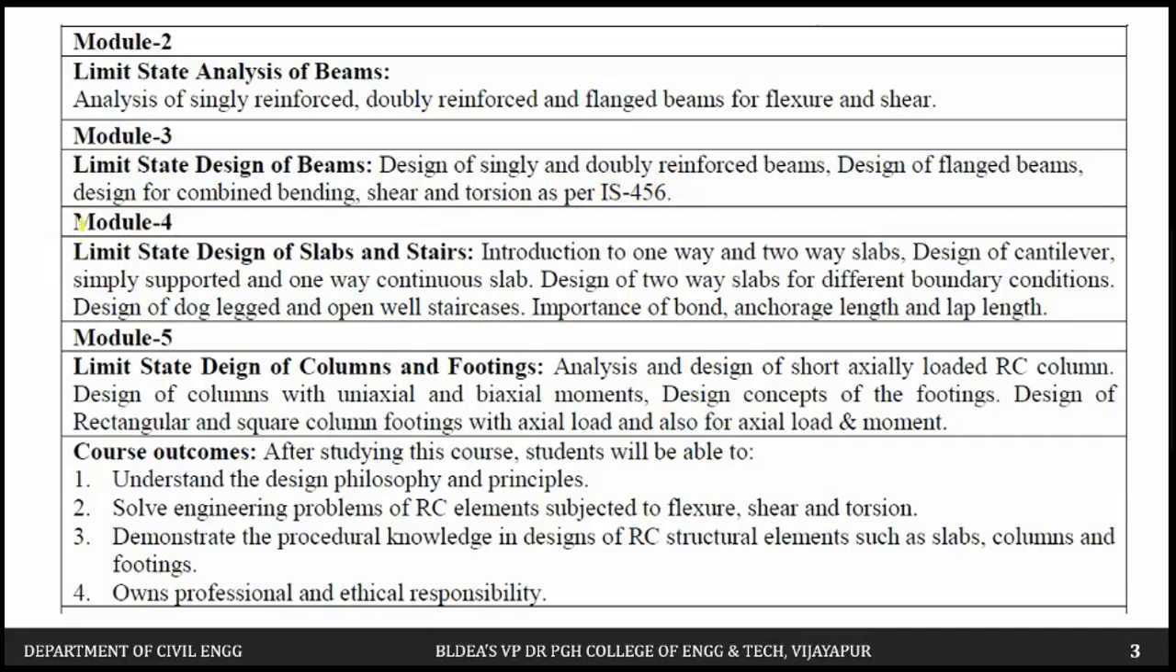Then next, in module number 4, we have another structural element, that is the slab. If you see the slab, we have different types, like one-way slab and two-way slabs, right? The next is design of cantilever, simply supported and one-way continuous slabs. So these things we are going to design regarding slabs.